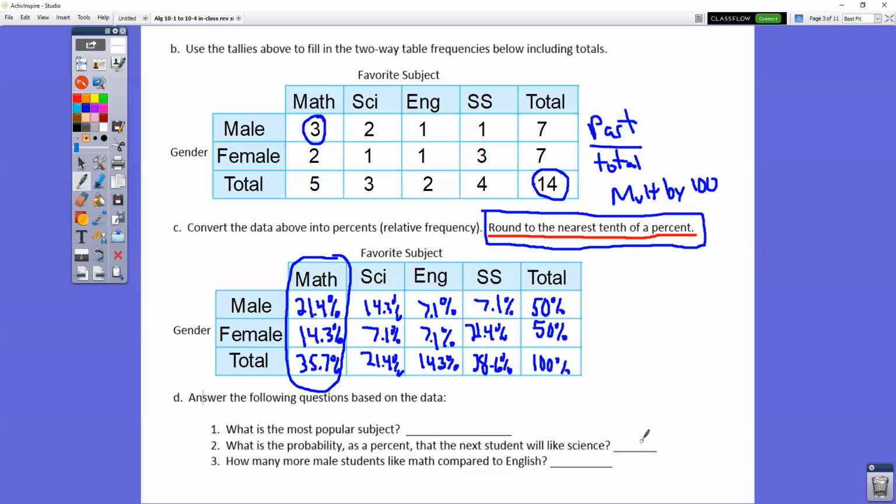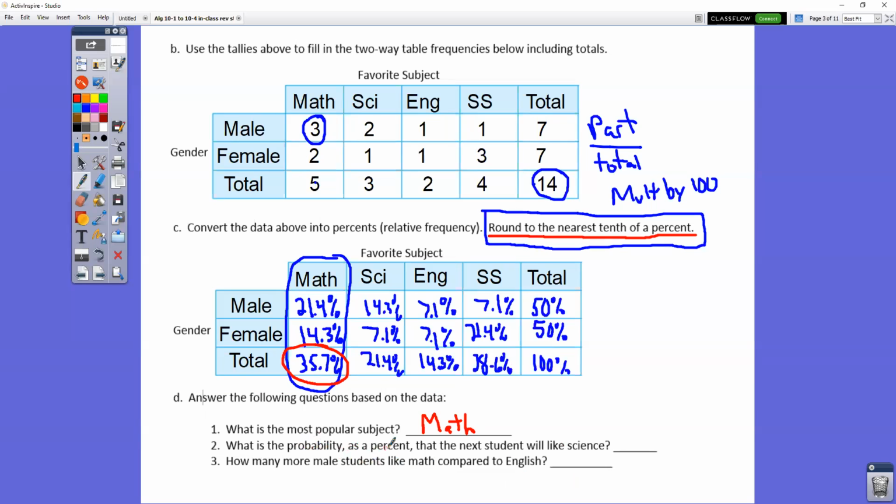All right, think inside your head right now, what is the most popular subject according to our data? Most popular subject is right here. It would be math is the most popular subject according to this data. 35.7 is bigger than 21, 14, 28.